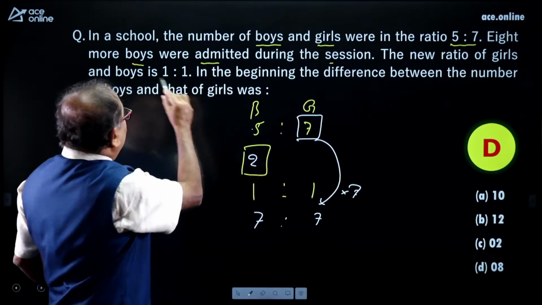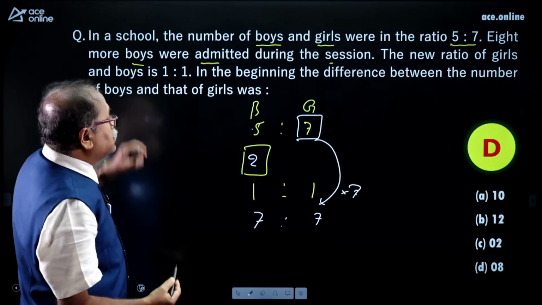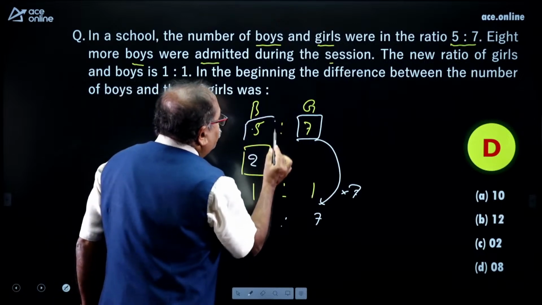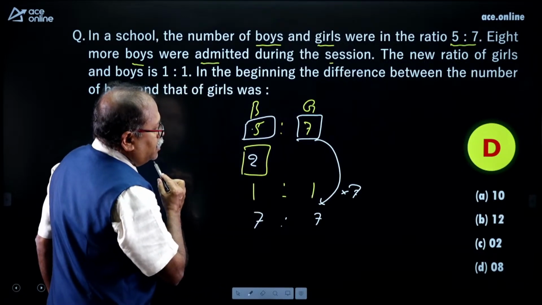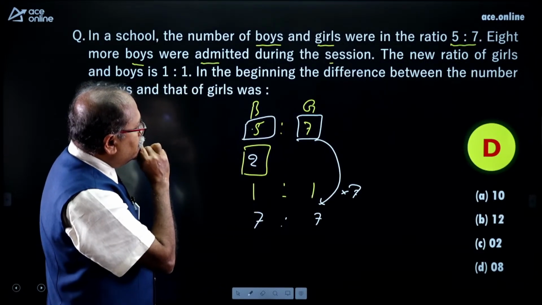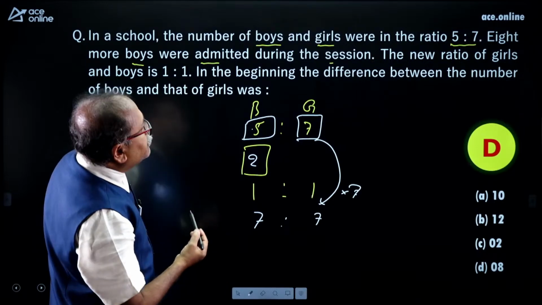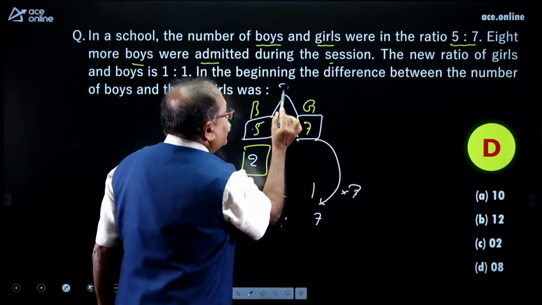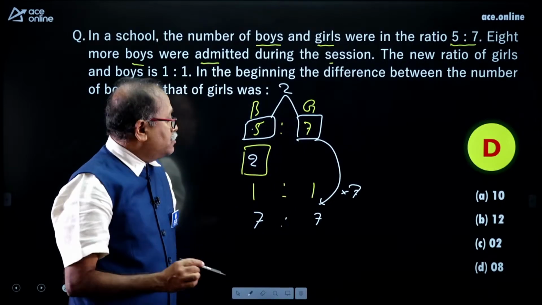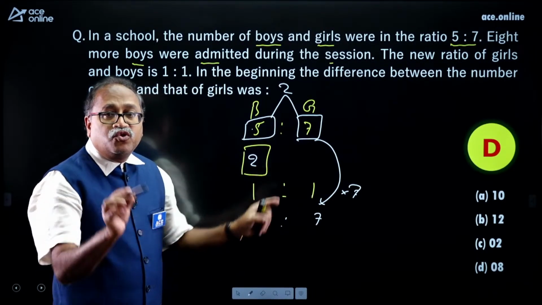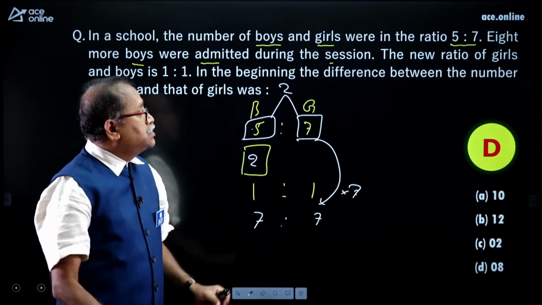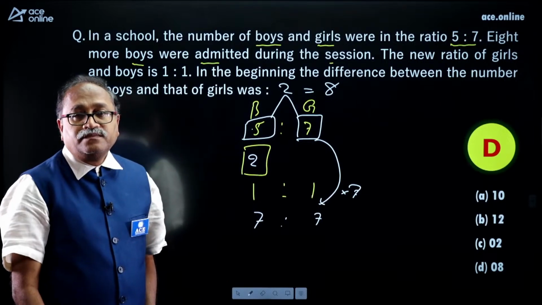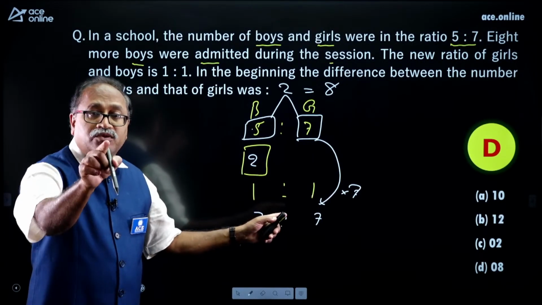8 more boys have joined. That means this 2 parts is 8, 1 part is 4, then 5 parts will be 20, but they ask the difference. So here the difference is 2 parts, when 1 part is 4, 2 parts is 8. Rightly answer the question. So this is 2 parts, which is 8, option choice D. So I know that you people know this trick.